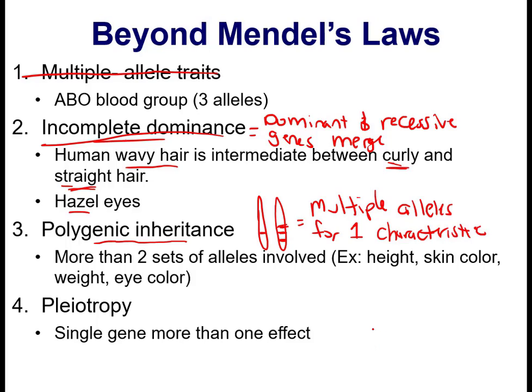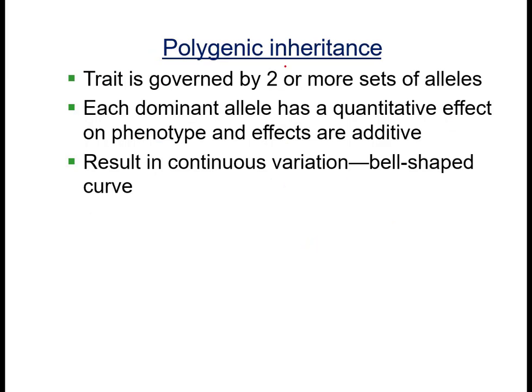Let me give you an example. Your height. Maybe you have a mom who's really short, so you only got 1 height allele from your mom. But maybe your dad's really tall, so you got 5 tall alleles from your dad. And they add up in a certain way. So it's possible that you could be taller than both your parents, or it's possible that you could be kind of in the middle because maybe you didn't get all the tall alleles that your dad has. So once again, polygenic inheritance is governed by 2 or more sets of alleles and it's a quantitative effect.